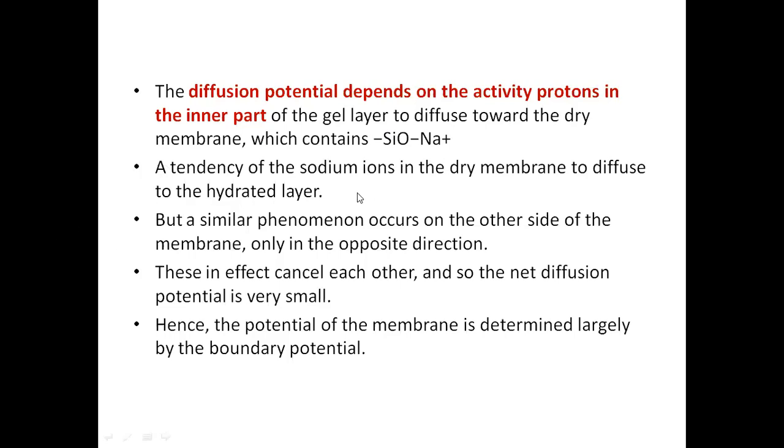But at the same time, a similar phenomenon to the boundary potential takes place on the same membrane, and that's why the effect of this diffusion potential will be nullified. It will be almost zero or remain very, very low. That's why we do not consider this potential to measure the pH of any solution. Hence, the potential of the membrane is determined largely by the boundary potential.